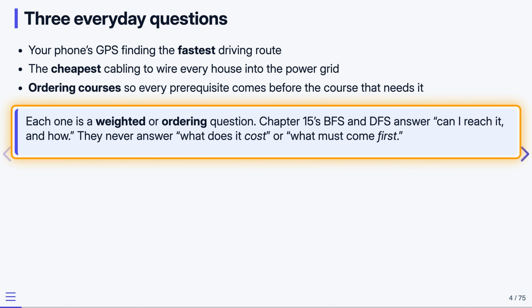Each of these is a weighted question or an ordering question. Chapter 15's breadth first search and depth first search only answer whether you can reach a vertex and how. They never answer what a path costs or what must come first.